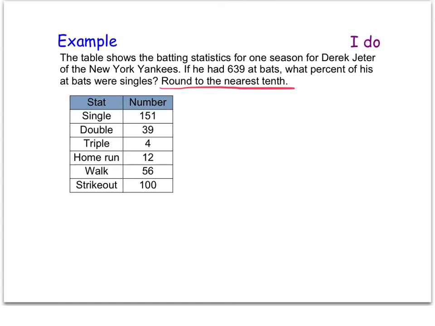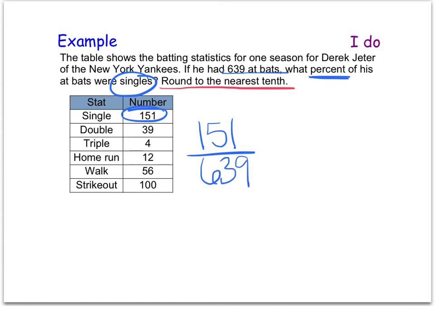But it is important that he has 639 at-bats. And they're also asking what percent of his at-bats were singles. Okay, those are our important pieces of information. So the total is 639, and we're looking at singles. So we have 151. At-bats is 639, part to whole. And I am looking for what percent that is, so that's going to be x over 100.